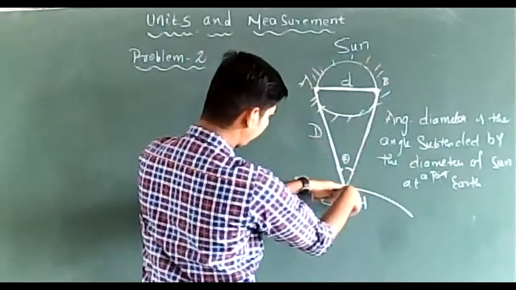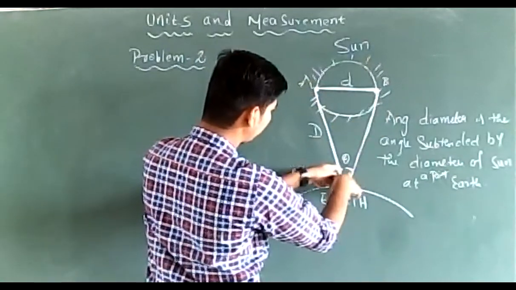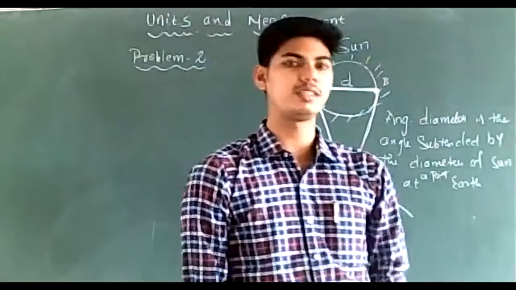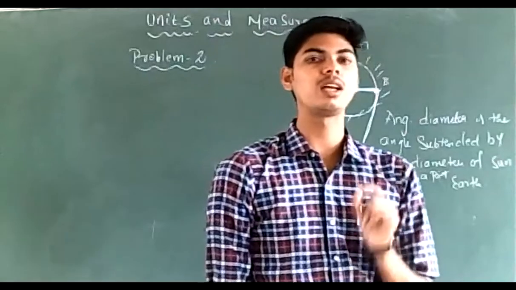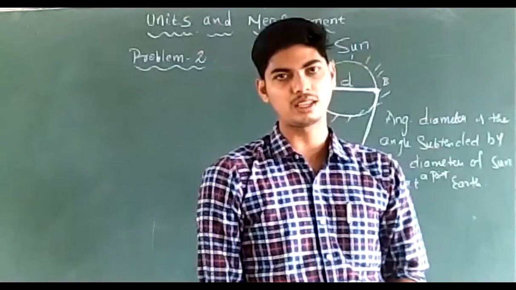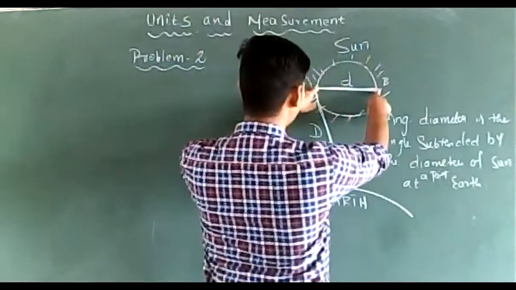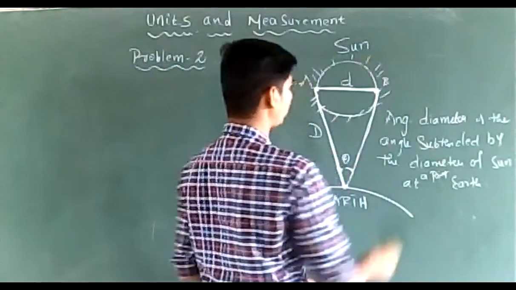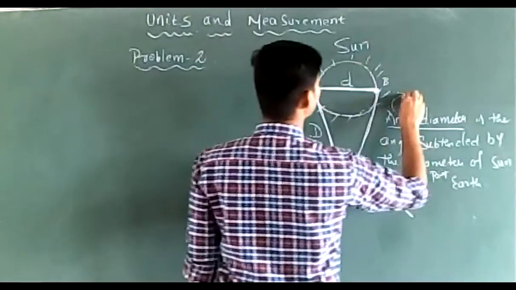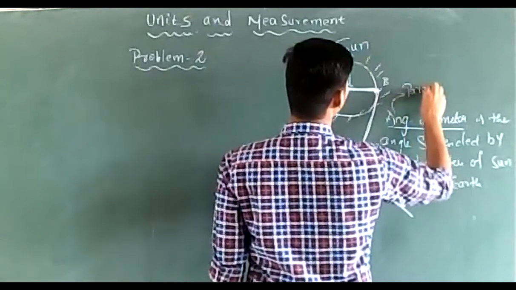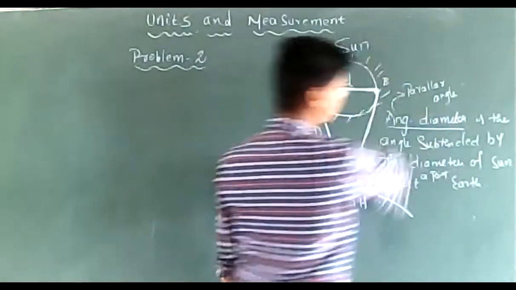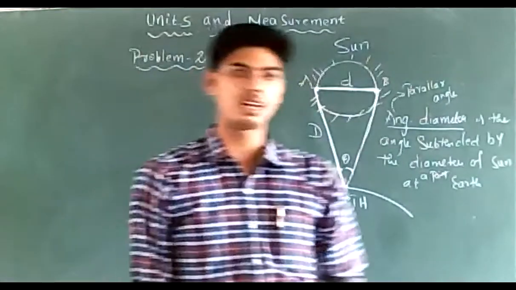This diameter is subtending some angle at a point on the earth, and this angle is called angular diameter. Angular diameter here is nothing but the parallax angle. The angle subtended by the diameter can be called the angular diameter. Angular diameter is nothing but parallax angle.